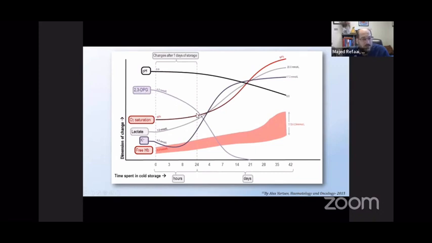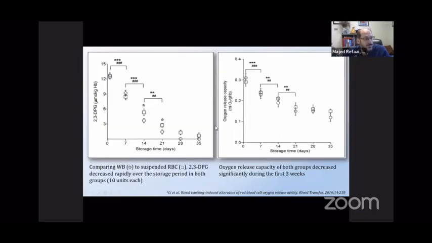By 24 hours, it's about, I would say, 30 to 40% less than where we started. By 2 weeks, it's almost undetectable. And this is very important in binding and releasing oxygen to the tissues. Oxygen saturation, meaning that more oxygen will stay in the red blood cells, increased significantly over the storage.